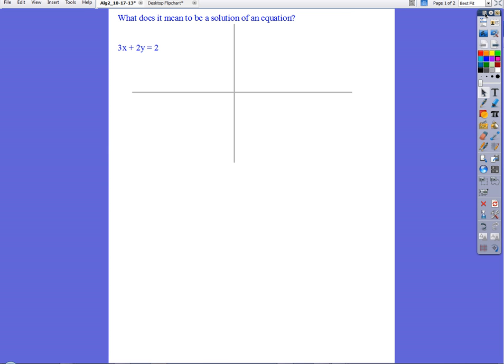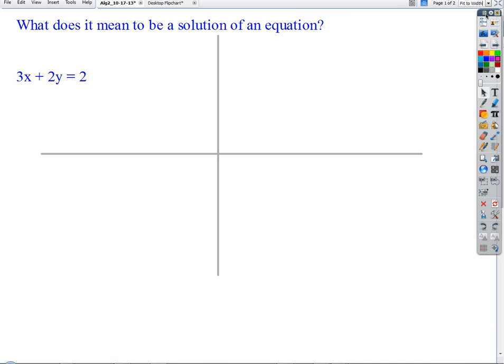Before we jump into the new stuff, here's how we can put this in context that'll make it more understandable. Let's remind ourselves real quick what it means to be a solution of an equation. So we've got the simple equation here, 3x plus 2y equals 2. What does it mean to be a solution of that equation? What's that going to look like, first of all? What do you think?